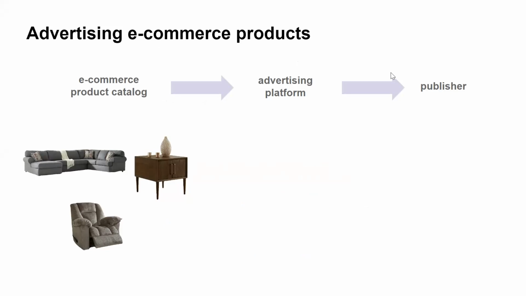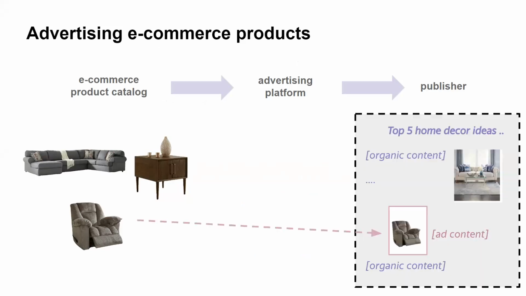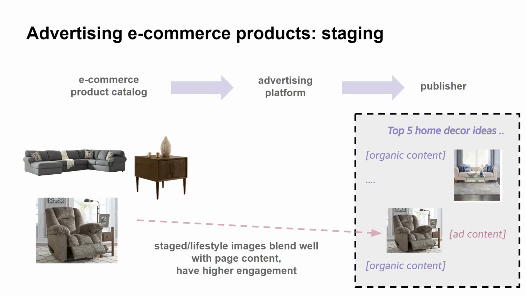So our setup is that of an e-commerce vendor working with an advertising platform to show their products to online users. A good example: imagine there's a publisher which has a website on top five home decor ideas, and the page has some organic content. As you can see, there's a nice sofa in a living room, and the advertising platform's job is to figure out that this is a nice placement to insert this ad about the sofa product that the e-commerce vendor is selling. As you can see here, there's no background around the sofa, and imagine you had a background, like a natural, nicely decorated living room around the sofa.